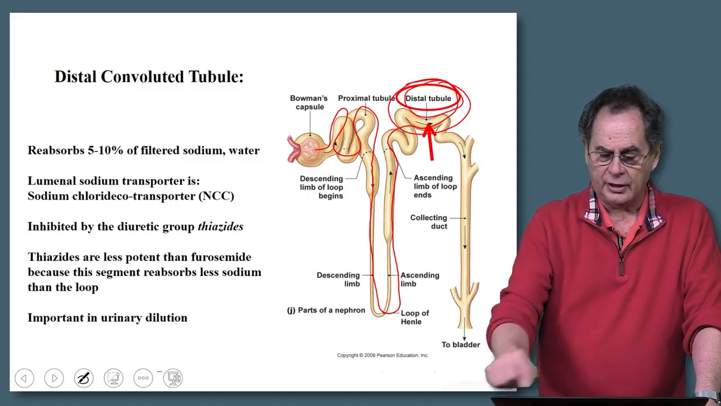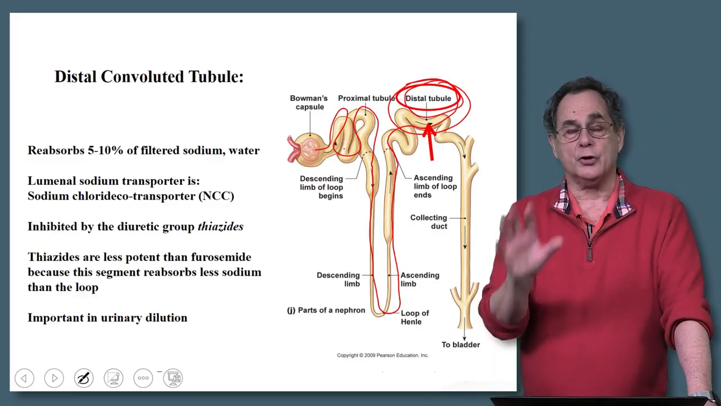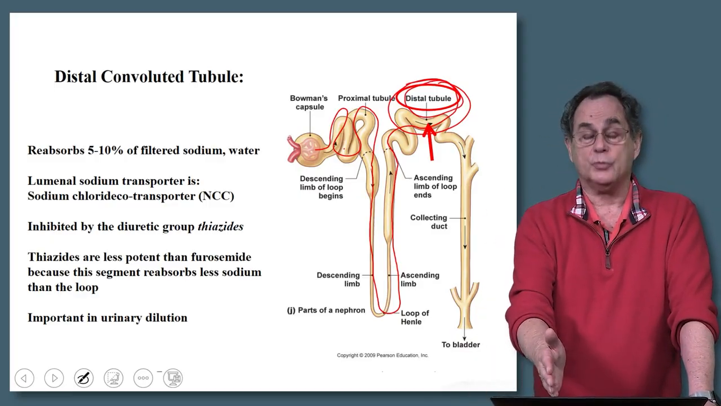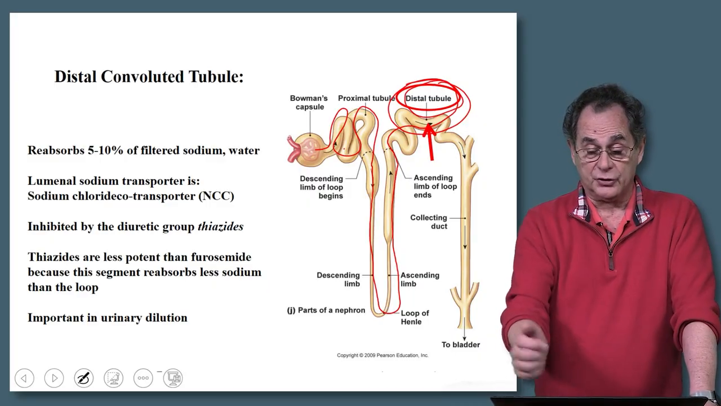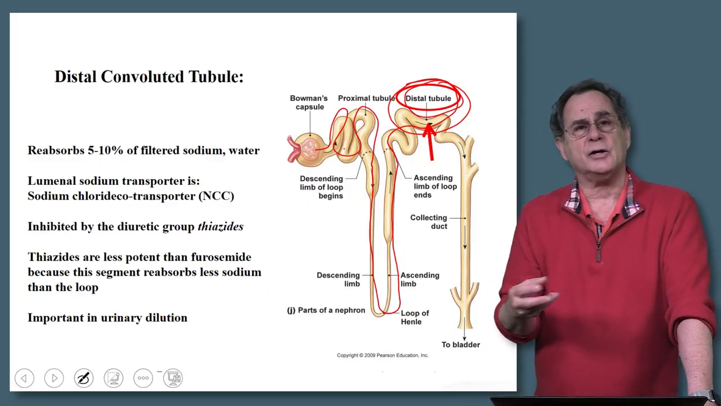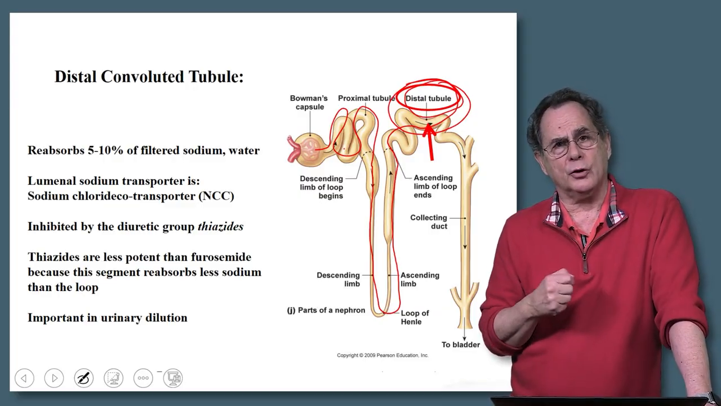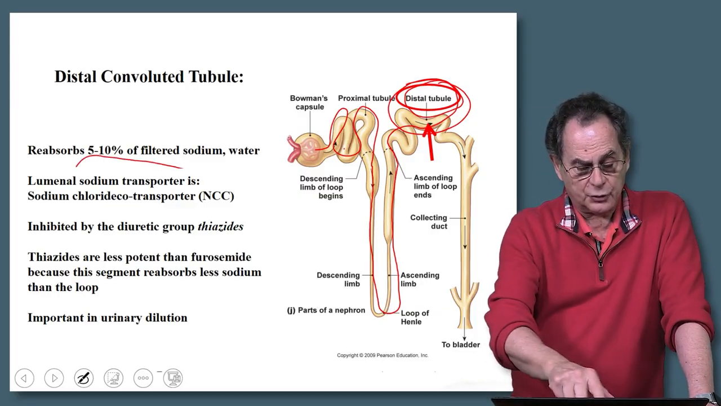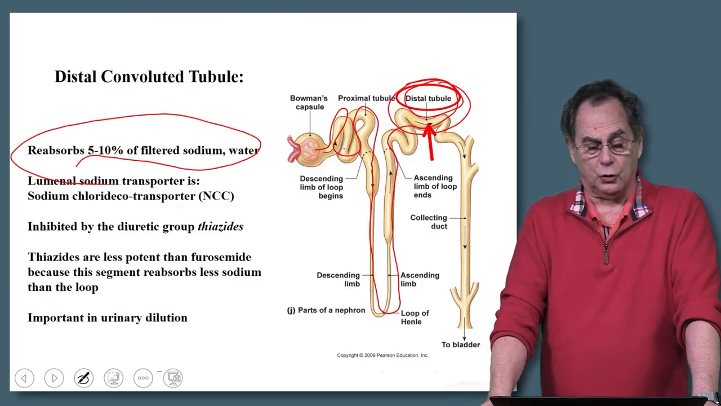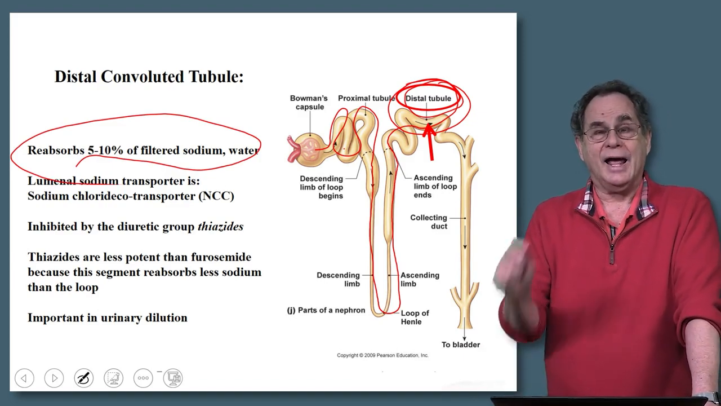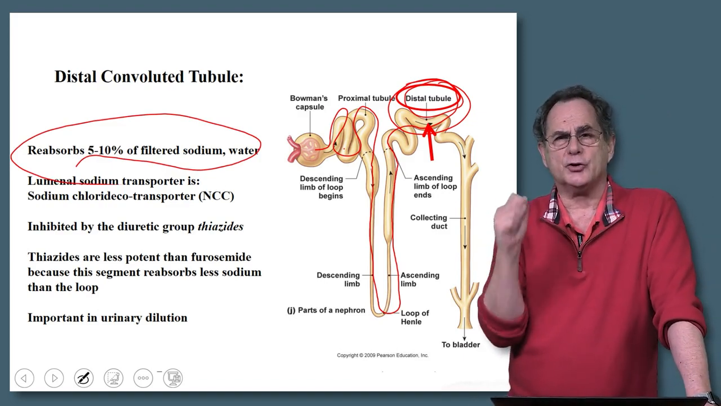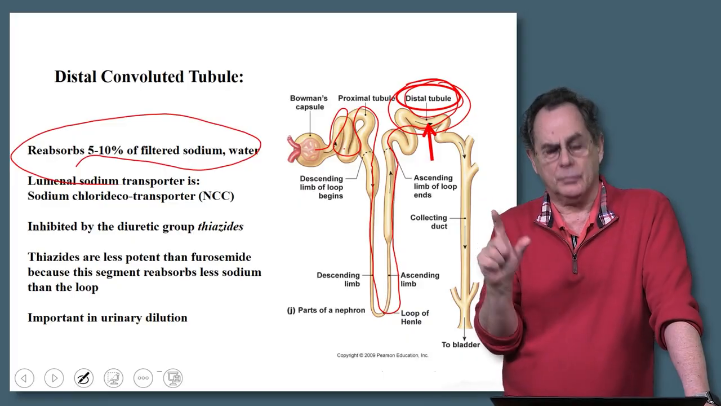Now we get down here, the distal tubule, almost all of the sodium and water has been reabsorbed, but the distal tubule is starting to fine tune the constituents, the solutes and water that are in the lumen of the nephron. It reabsorbs about 10% of the filtered load of sodium and water. And here, the dominant sodium transporter is different.